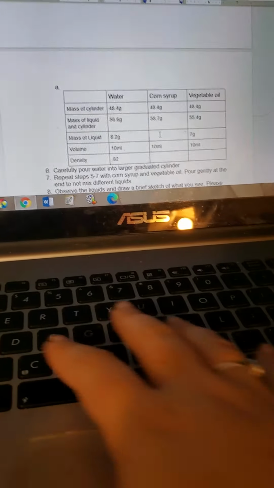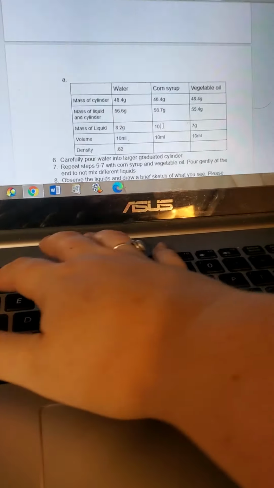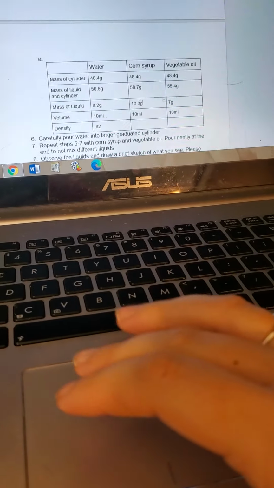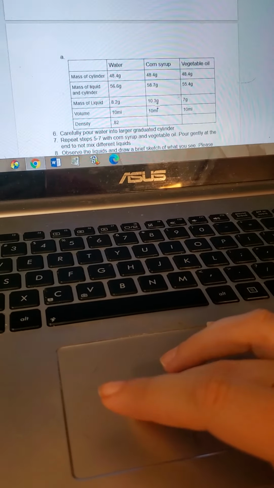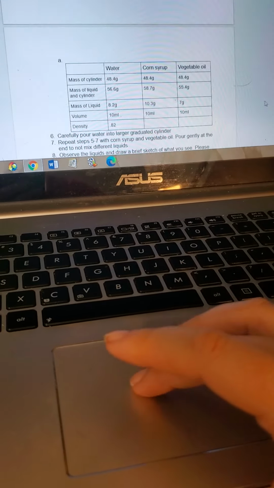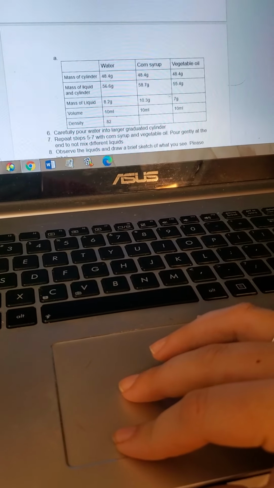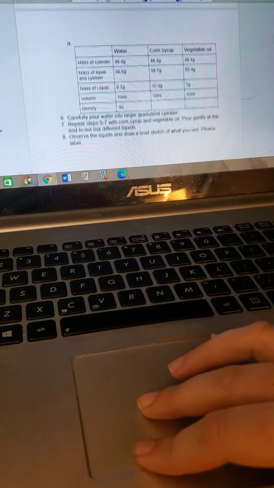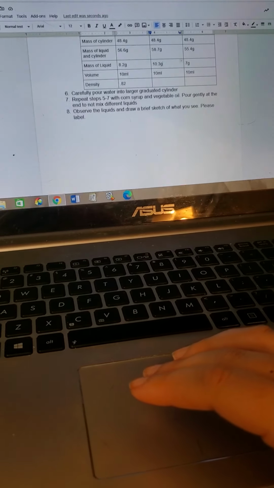What you should get is 10.3 grams. And then you should get the density down here. Once again, you're going to take this divided by this. And once again, I'm not going to give that to you because you need to calculate it by yourself. Okay, and then you're going to pour all those liquids into the big cylinder, okay?